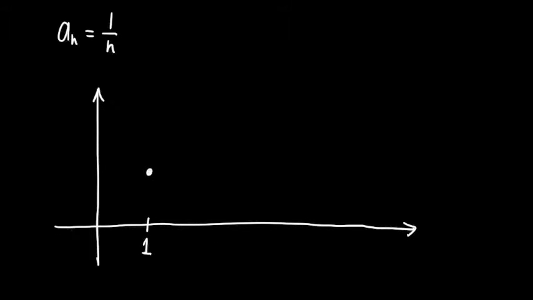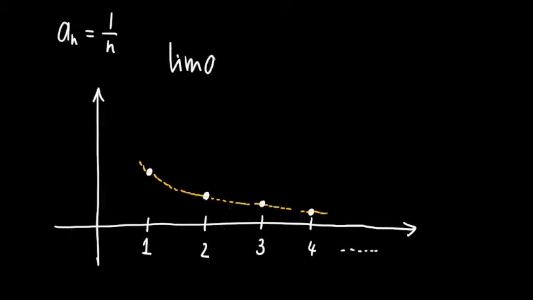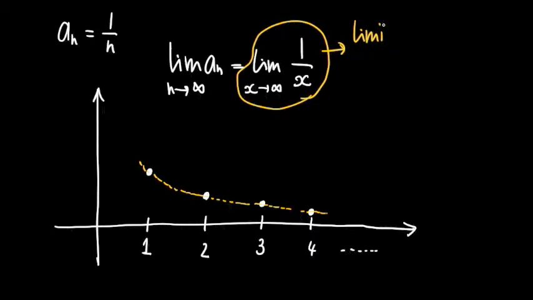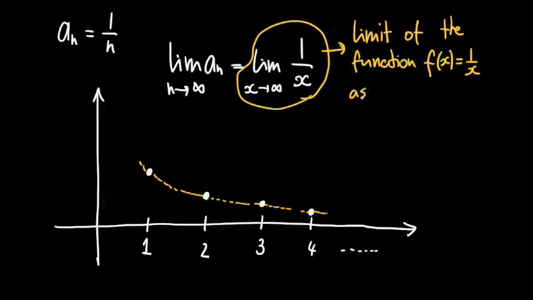For example, the limit of 1 over n, or in other words of the sequence 1, 1 over 2, 1 over 3, and so on, is the same as the limit of the function f of x equals 1 over x, as x tends to positive infinity. Notice that the sequence in question, as a function, is simply a restriction of the function 1 over x to positive integers.